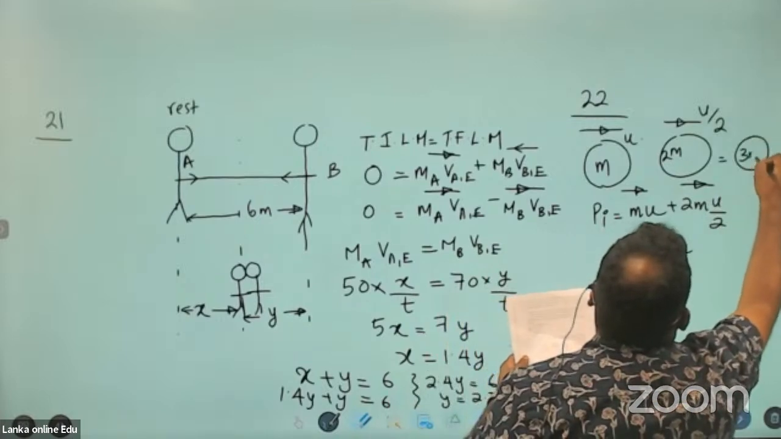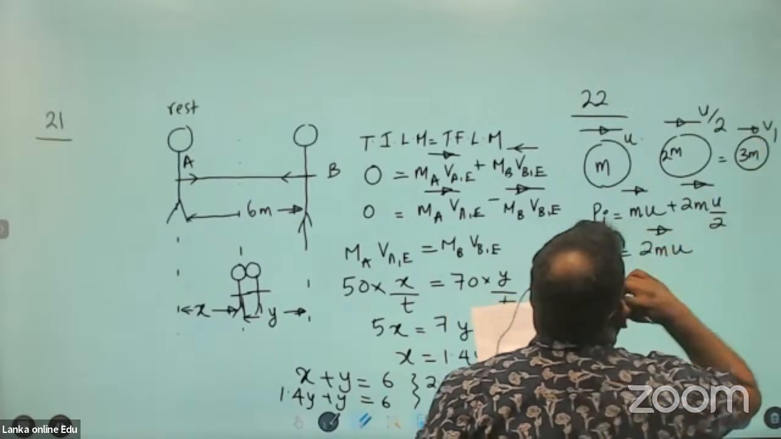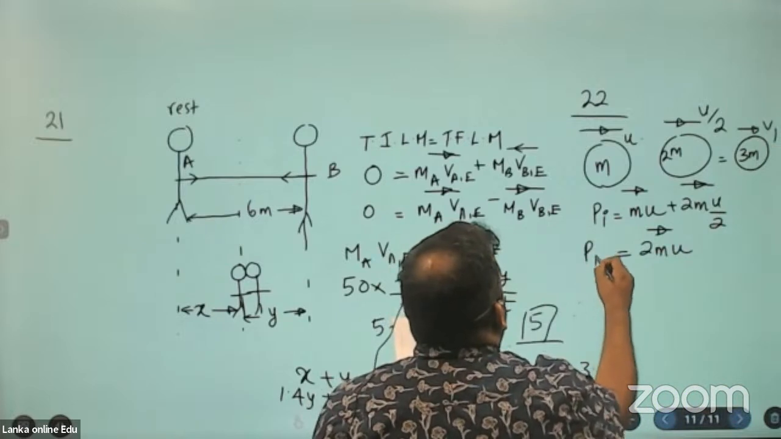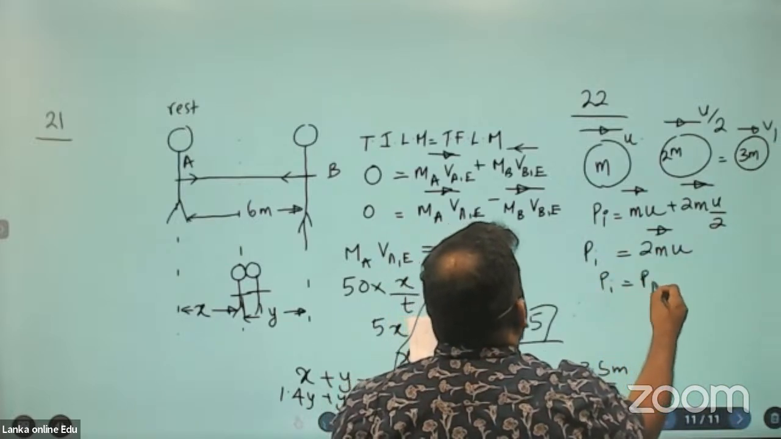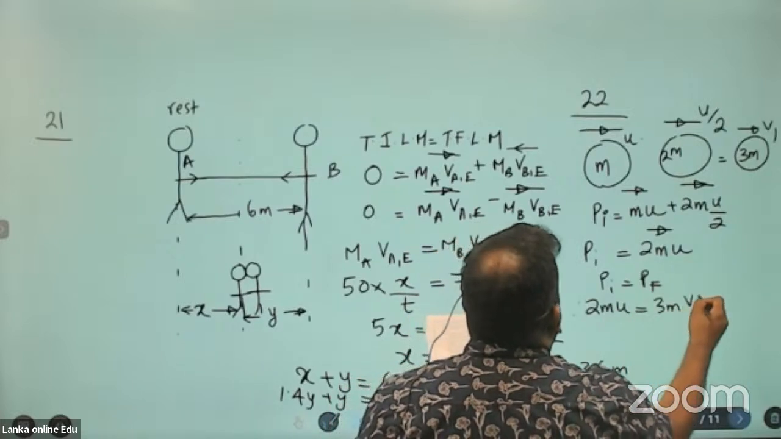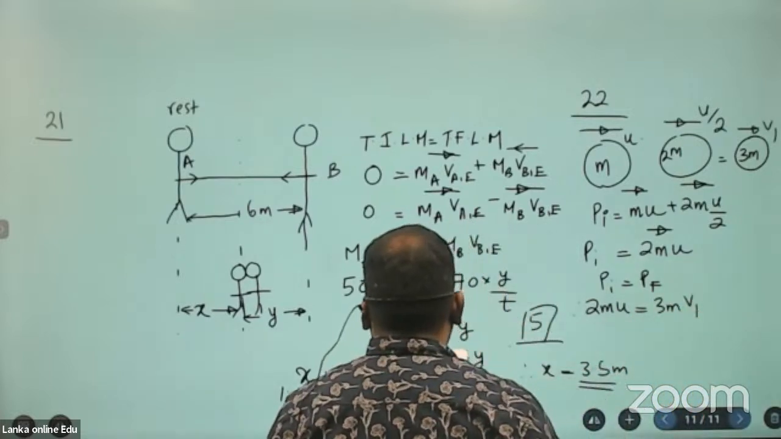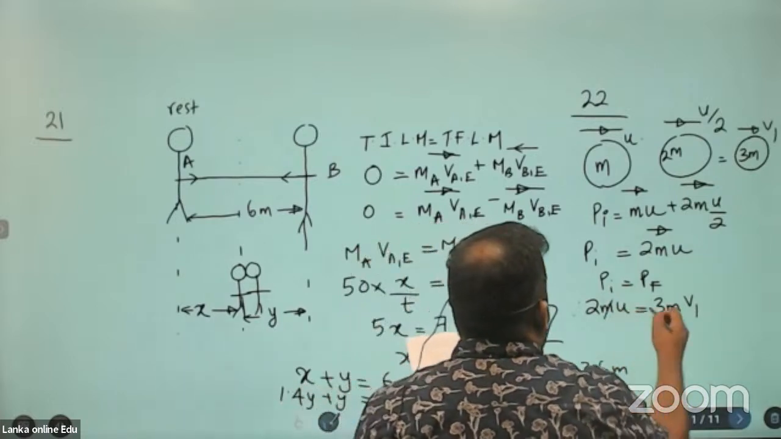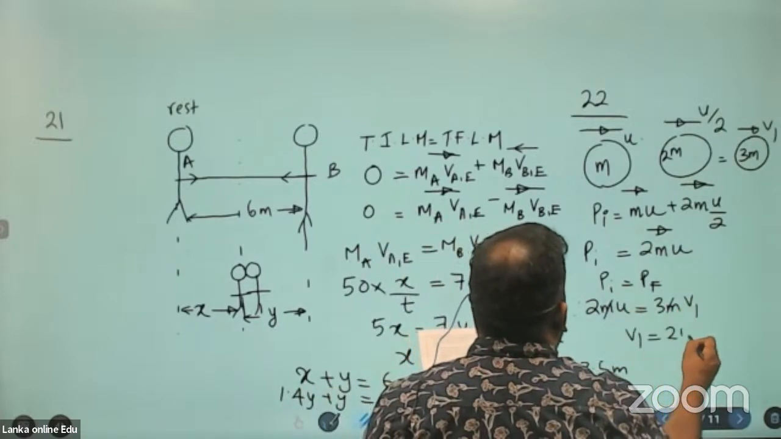They join together and go, which means 3m times v1. Initial momentum equals final momentum: 2mu equals 3m v1. m cancels off. V1 is 2u divided by 3.